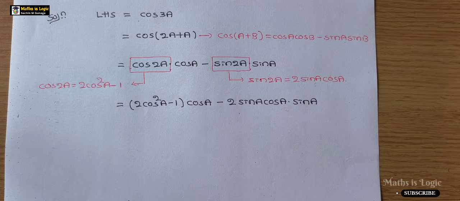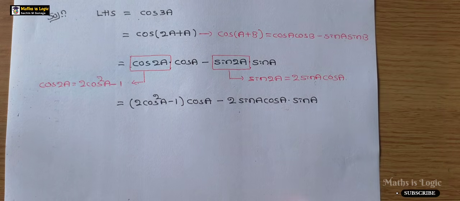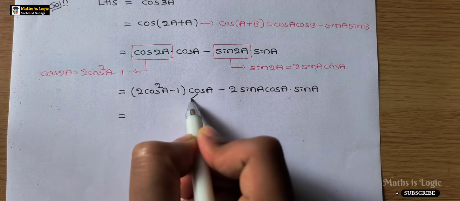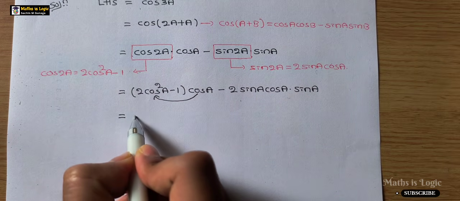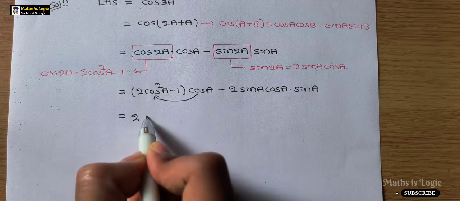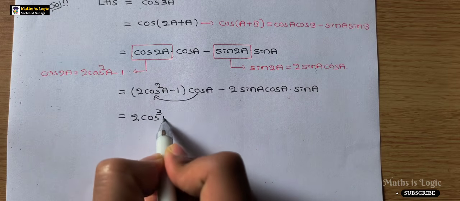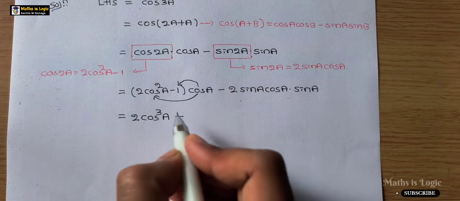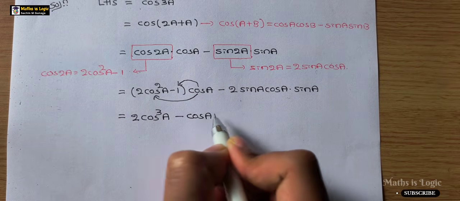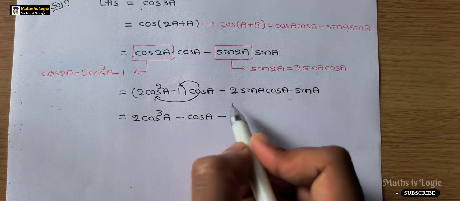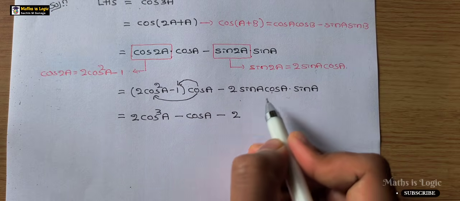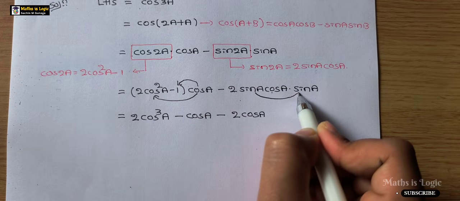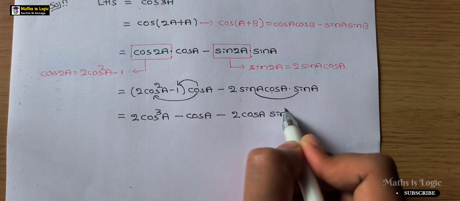Next, open the bracket, so which is equal to cos a into this. So this is 2 cos into cos square a is 2 cos cube a, minus cos a into 1 is cos a, minus 2, I'm going to keep it as it is, cos a. Next, multiply these two, sine into sine becomes sine square a.